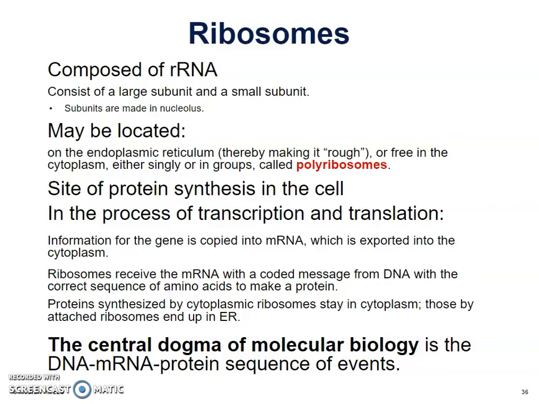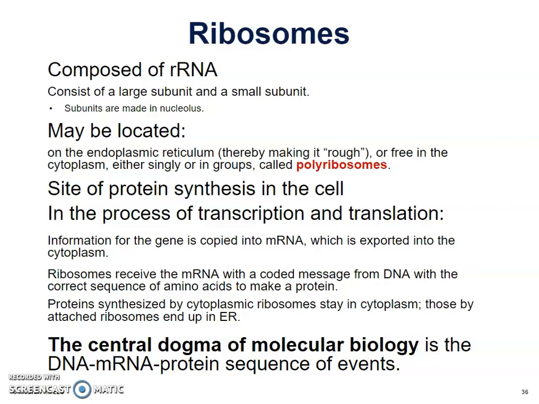The job of the ribosome is to make protein. They are the site of protein synthesis, which that process is called transcription and translation. Translation occurs at the ribosome. The transcription occurs in the nucleus, and we're going to talk about both of those processes in more detail later on in the year. So information from a gene is copied into mRNA, which is transported into the cytoplasm. That's transcription. The ribosome then gets that message and it translates it into a protein.